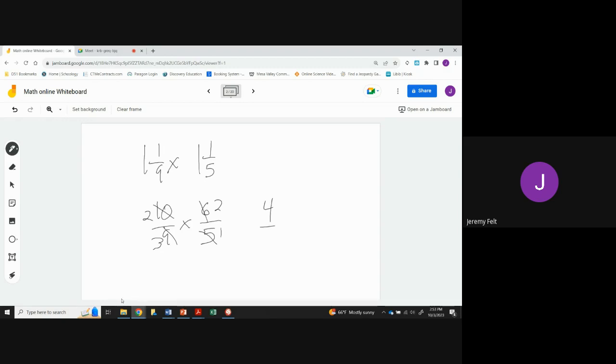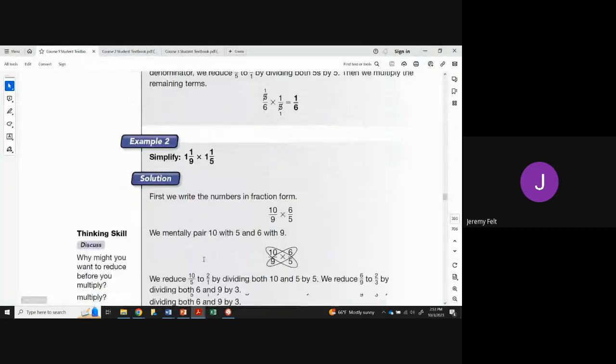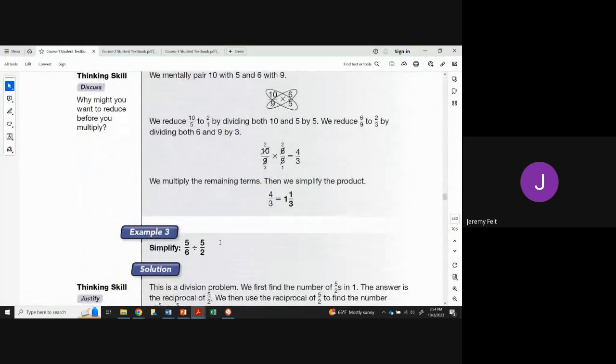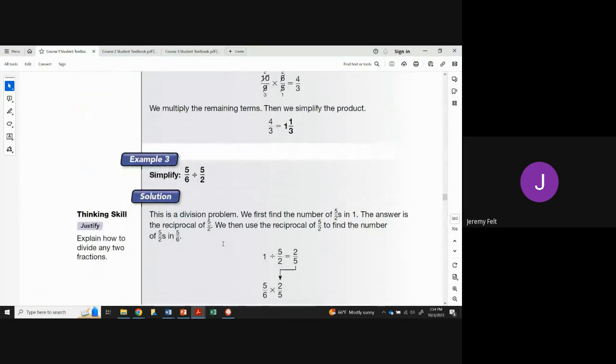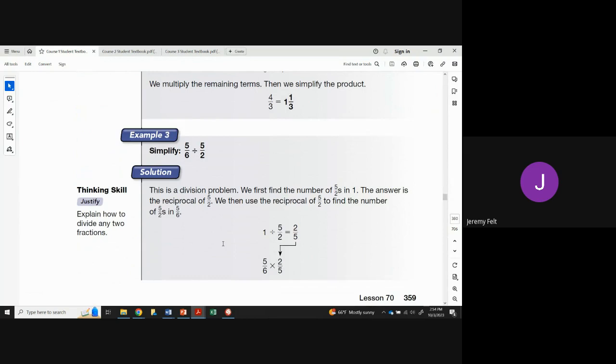3 times 1, and then I could change this from an improper fraction into a mixed number. 3 goes into 4 once with 1 left over. So instead of getting 60 over 45 and then reducing all the way down, we can just start there.